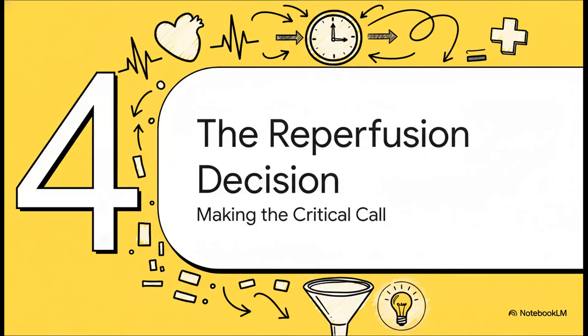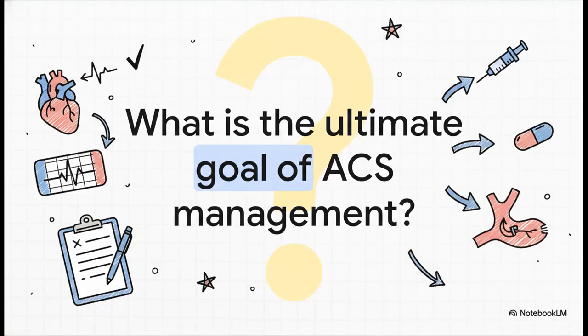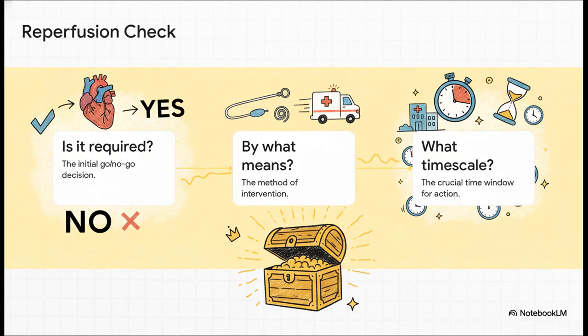Okay, so all this diagnostic work, all this knowledge we're gathering, is all funneling down to one single critical decision. And it's a decision that you, as part of the team, are going to have to make when the pressure is on. The whole point of this tutorial is to help you answer one single question. What is the ultimate goal here? Every single thing you do, from the patient's history to that tricky ECG, has to point toward this one goal.